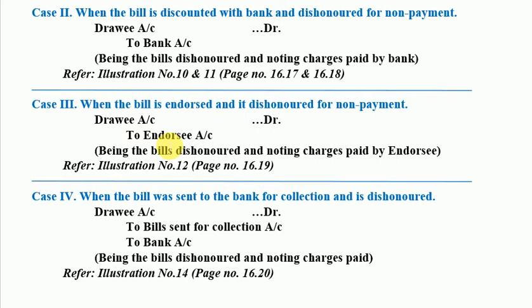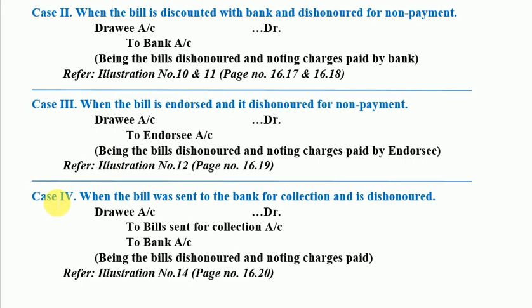So when we are doing the online class, we will do this question and we will discuss entries in the books of all three parties, that is drawer, drawee and endorsee, A, B and C. I hope this is clear. So you must go through this illustration and do it in your copy.